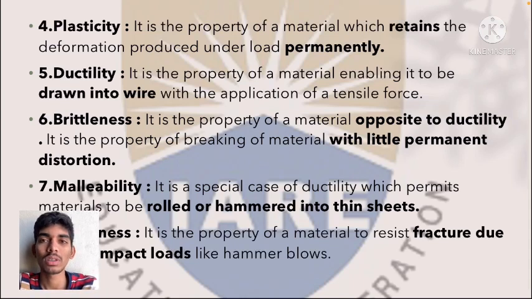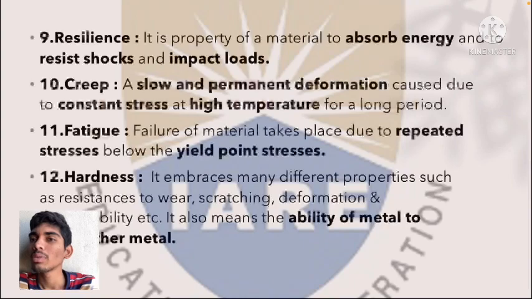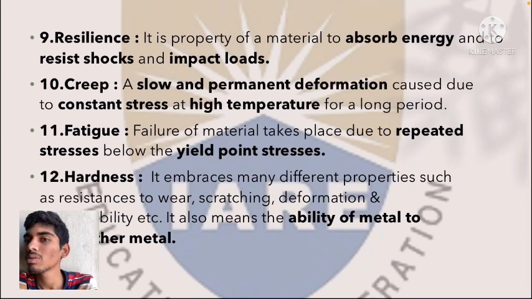Toughness. It is the property of a material to resist fracture due to high impact loads like hammer blows. Resilience. It is the property of a material to absorb energy and to resist shocks and impact loads. Creep. A slow and permanent deformation caused due to constant stress at high temperature for a long period.